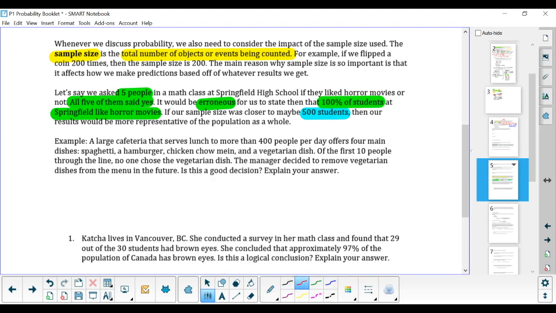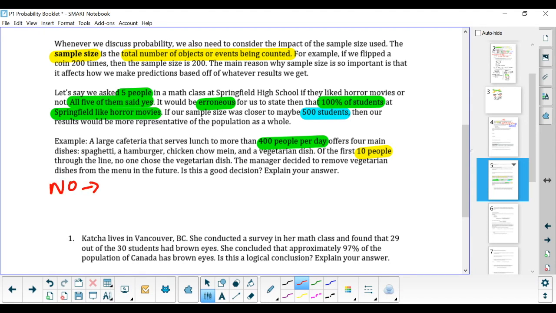Now, at first glance, we take a look at that sample size. They serve food to more than 400 people per day, and they are looking at the first 10 people. Now, based off of those 10 people, we're just going to forget about the 400 for a second here. None of them, so 0 out of 10 people, chose that vegetarian dish. Because we've only gone through 10 people, that manager decided to pull vegetarian dishes in the future. Now, for those of you with a good business sense, you're obviously thinking, no, that's a horrible decision, and I would agree with you. But let's look at the math.